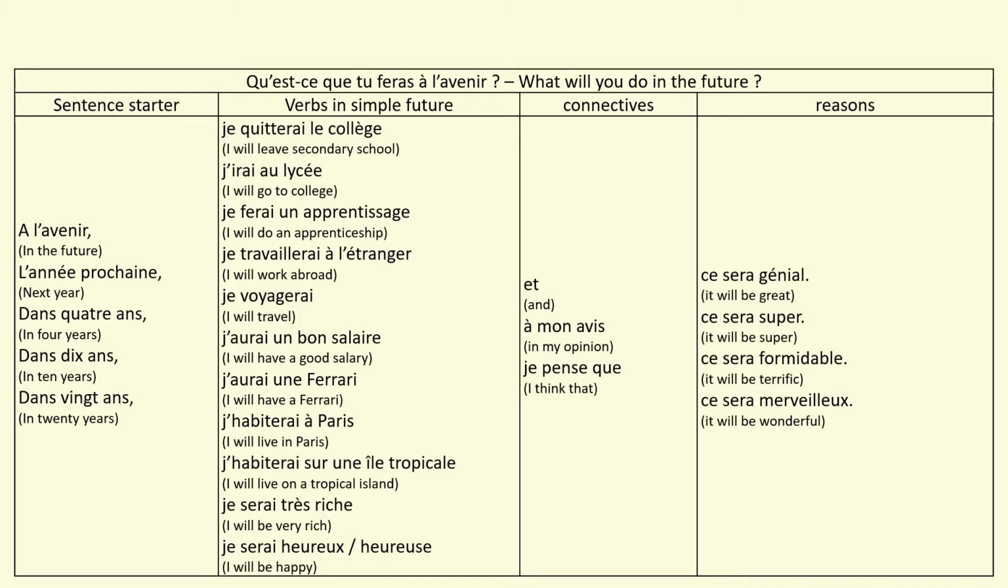Oh, well done. For the last two, heureux and heureuse, I'm sure you remember that the difference between those two words is, of course, whether it's masculine or feminine. The feminine one having an E at the end. And the third column, you've got connectives joining all the sentences together. And the last column, you've got reasons why. Ce sera génial, ce sera super, ce sera formidable, ce sera merveilleux.